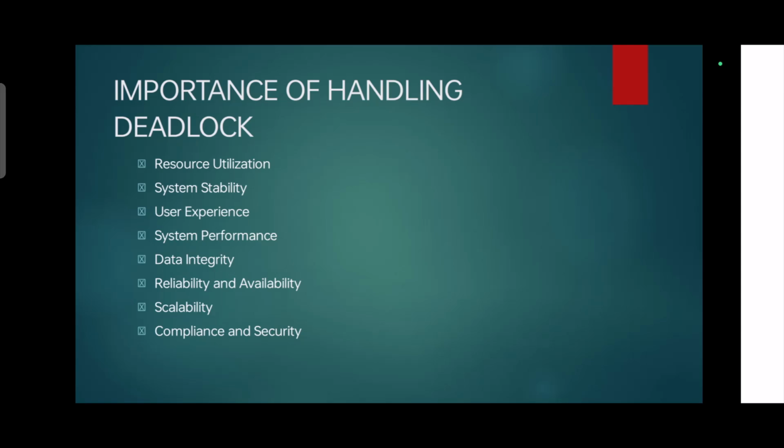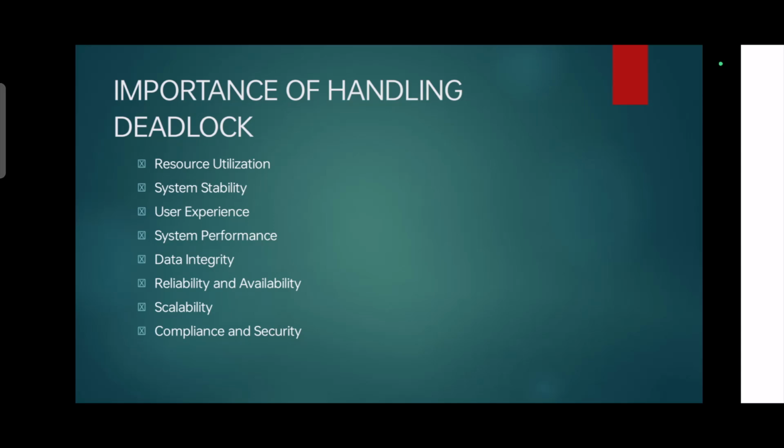Next point is system performance. Deadlocks can degrade system performance. When deadlocks happen, unnecessary delay occurs and resources are tied up without being effectively utilized. This can lead to decreased throughput, slower response time, and overall degraded performance. By effectively handling deadlocks, system performance can be improved, which results in better response time, increased throughput, and more efficient operation.